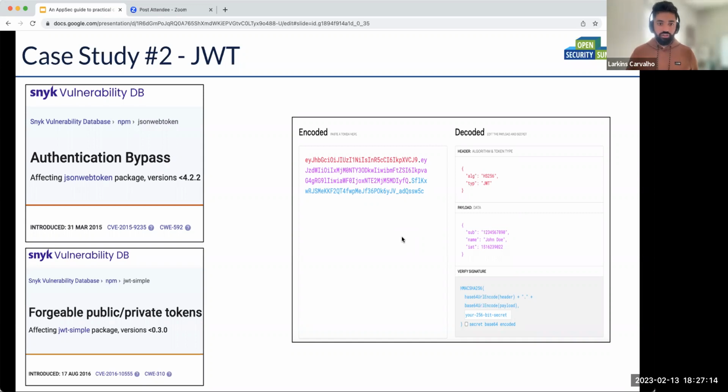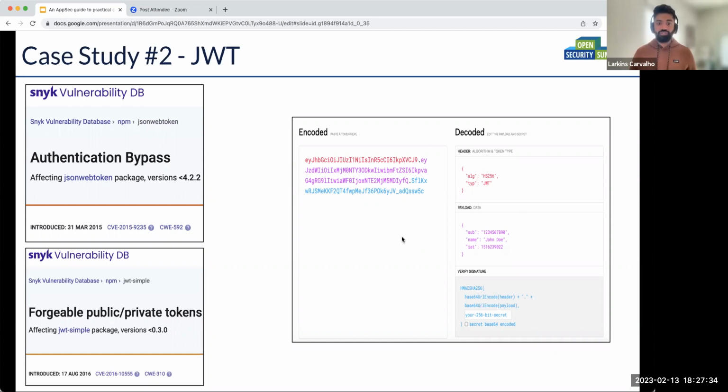So what went wrong here? JWT has a concept of algorithm none. That means if you have the algorithm set to none, the library failed to verify the signature. That means you can basically put whatever claims you want.